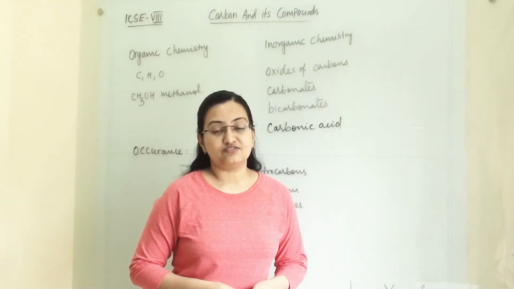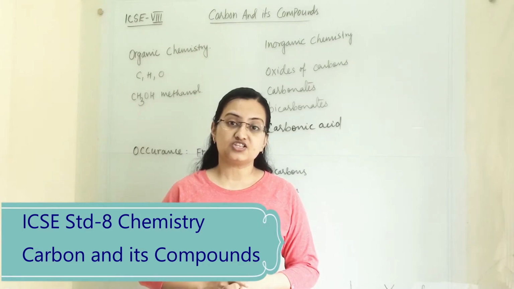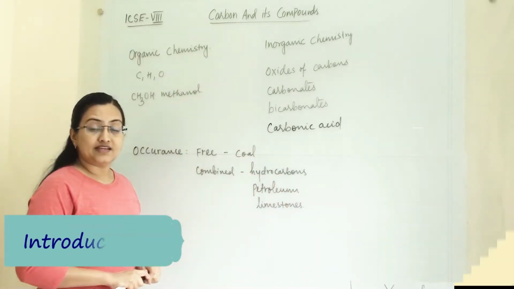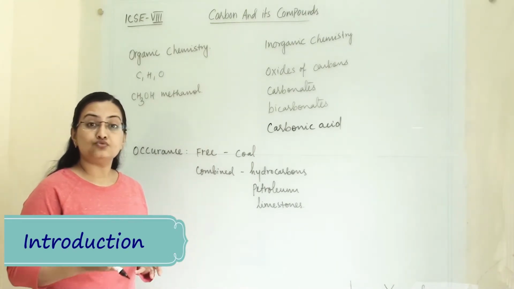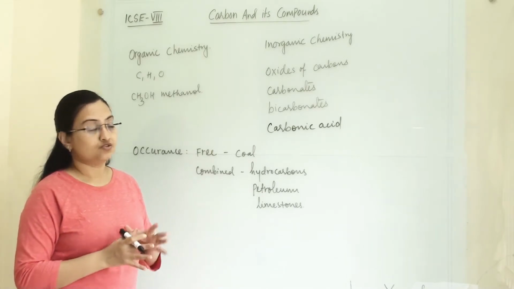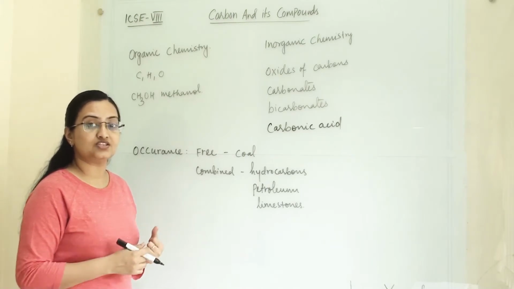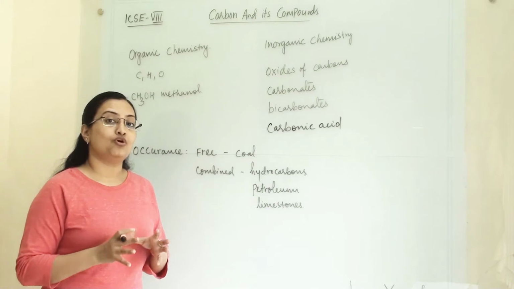Welcome to Learn Yourself. Today we are going to study about carbon and its compounds. This chapter is under the ICSE Standard 8 syllabus. In 10th standard we are going to study organic chemistry, a completely new branch of chemistry. So this is just a base of that organic chemistry, and in this chapter we are going to study some allotropic forms of carbon.